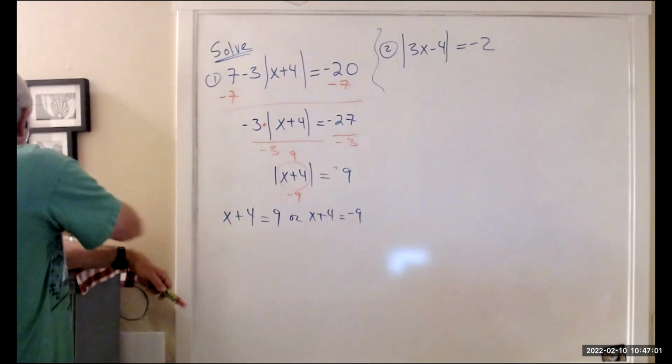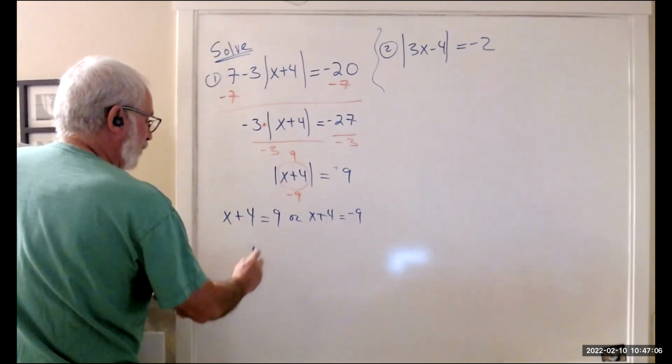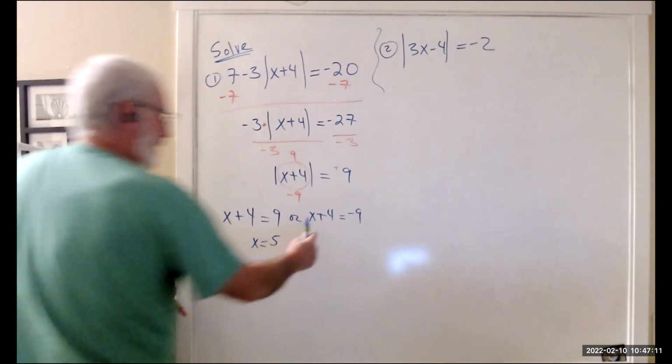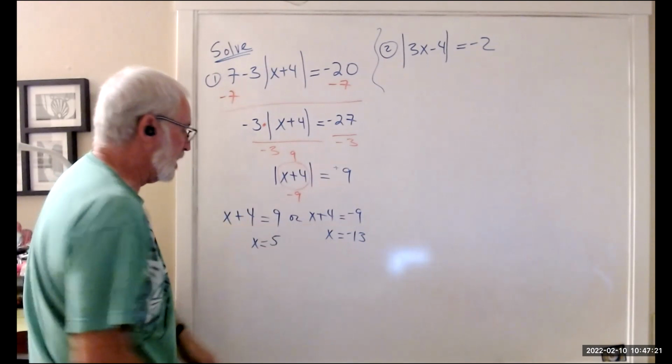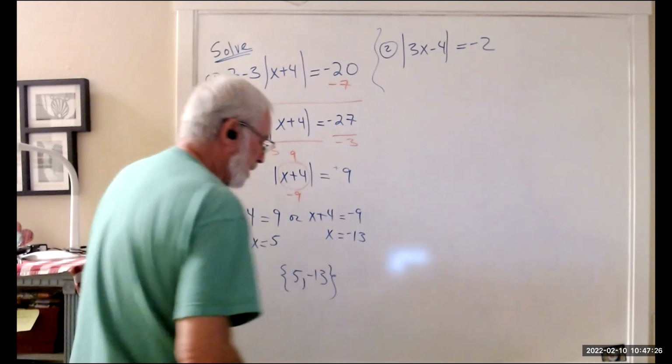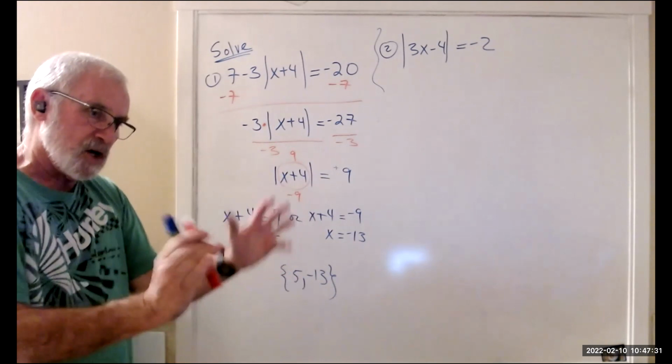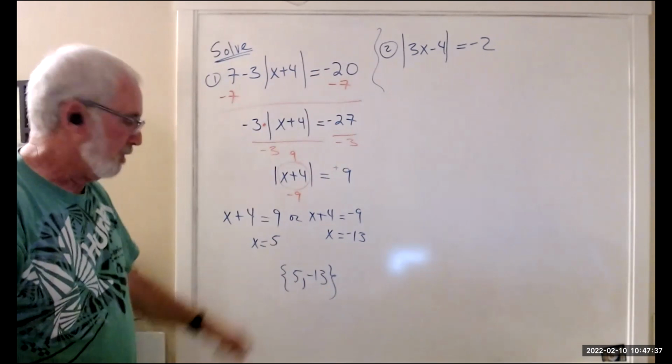Okay, then quick solve, take away 4 from both sides here, we get x is 5. Take away 4 from here, be very careful. You get -13, because -9 take away 4 is more negatives. -13, solution set, 5, -13. Remember, when you have a whole bunch of answers, you always want to pull them together into a single group of answers. You don't want them all over the page everywhere. Okay, so there's your answer.